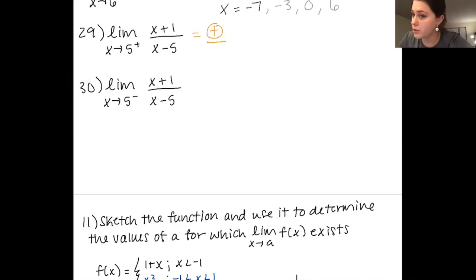But now we get to the second half of the question, and it asks, use it to determine the values of a for which the limit as x tends to a of f of x exists. So remember earlier, I asked you guys to find the limit for this one here as x tends to 1, and it's just equal to 2. So wherever there's a function value, the limit exists, basically. And so for this particular question, the limit exists everywhere except for right here.